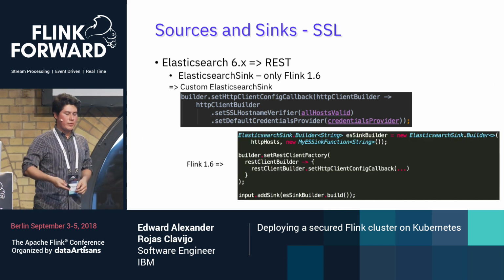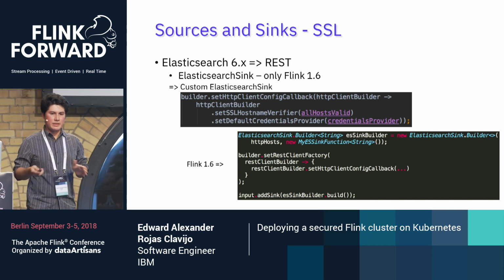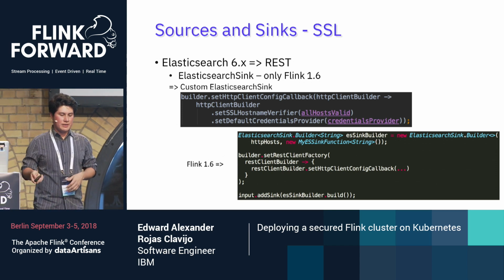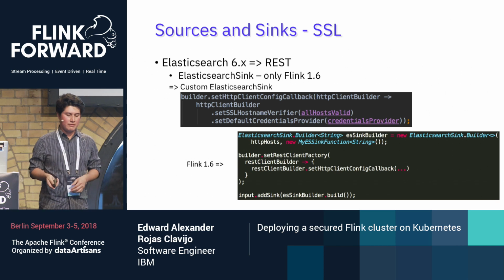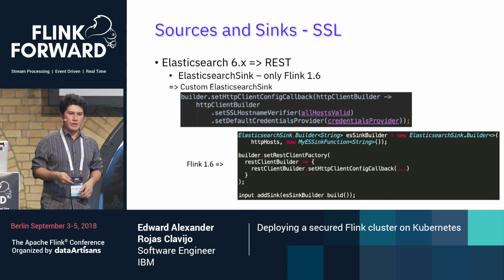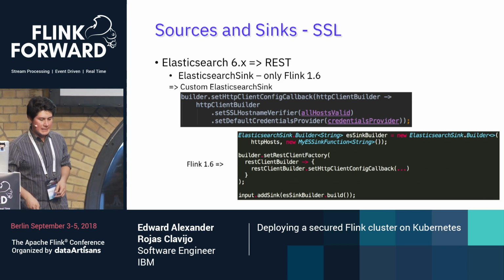So just for information, the syntax for Flink 1.6 is very similar. We create a builder, and from this builder we can set the REST client factory, and from there we can specify the HTTP client config callback and do the same configuration as we did.